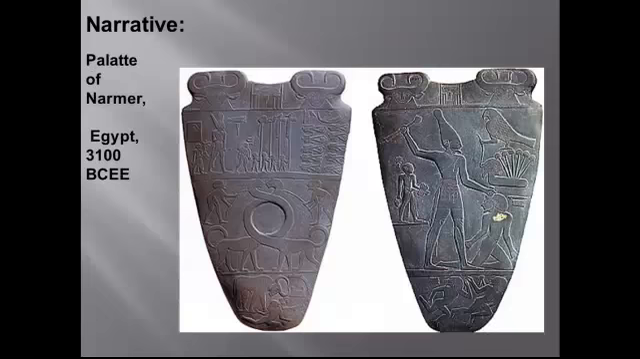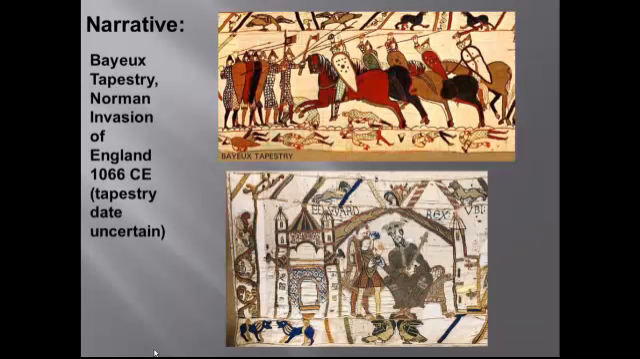Okay. Palette of Narmer. This is a great piece, well worth remembering way back when. It tells the story of the unification of Egypt. It uses hieratic scale or hierarchy of scale. It uses important symbols. It would be good to review those. And it does a kind of continuous narration. Another very important work of continuous narrative is the Bayeux Tapestry.